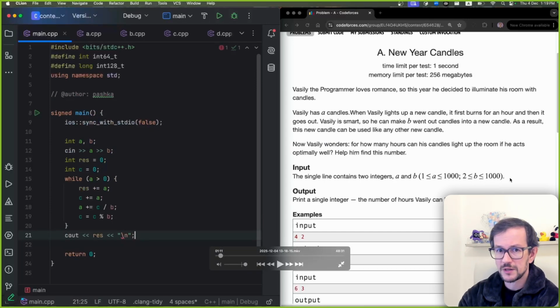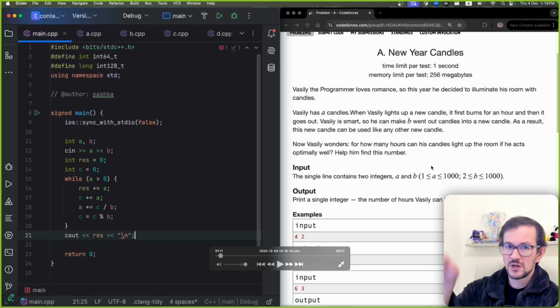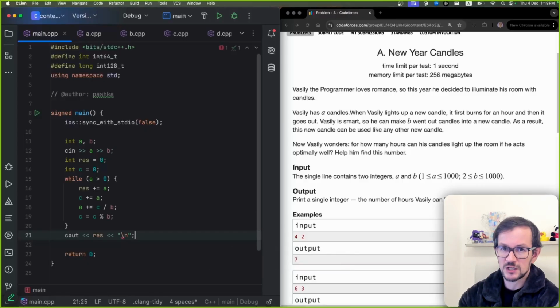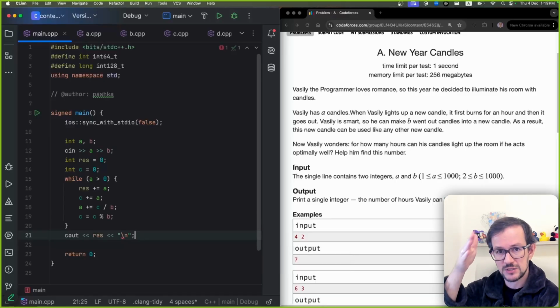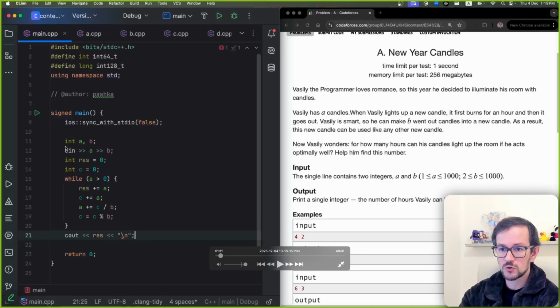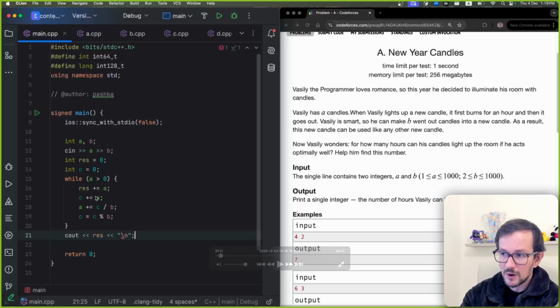Constraints are very small, but even if constraints are large, you can do it because the number of iterations is at most log n. Every time you burn some candles, you need to take B burned candles to create one new candle, so the number of candles decreases exponentially. So the number of steps until you run out of candles will be logarithmic. This solution is actually logarithmic, but that's not the point. For this constraint, you can burn candles one by one, and it will still work.